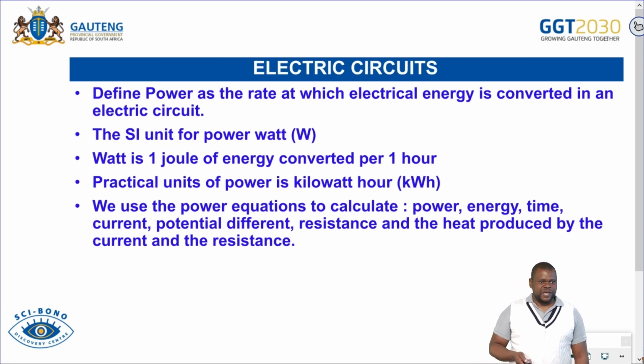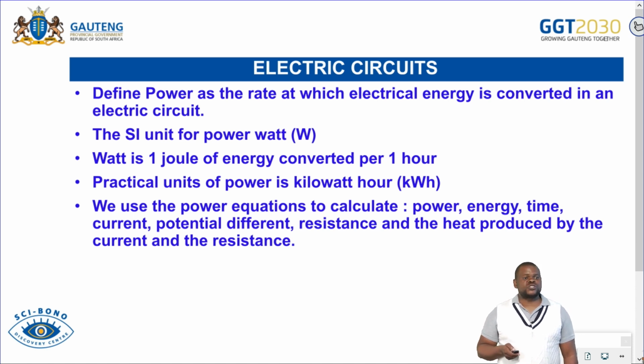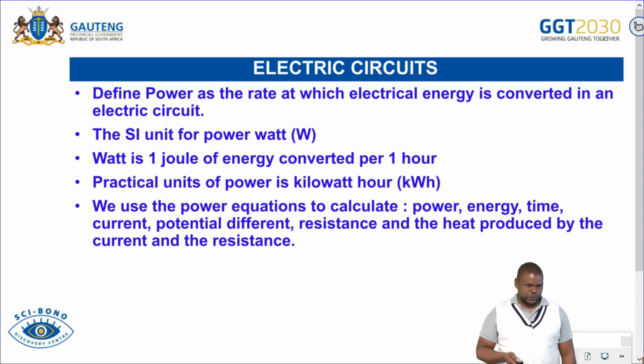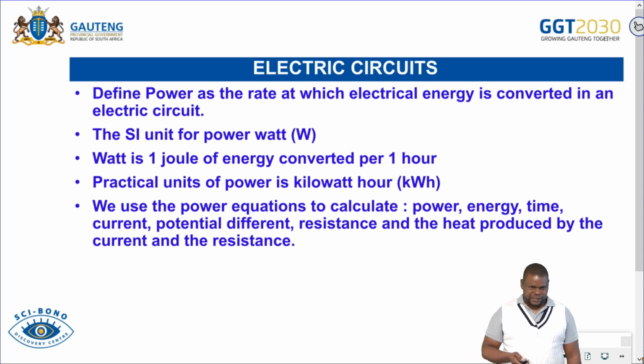We continue. We must be able to define power as the rate at which electrical energy is converted in electric circuits. And then we must know the SI unit for power, which is the watt, and the symbol is capital letter W. And then we also say a watt is 1 joule of energy converted in 1 second. And the practical unit for power is the kilowatt hour, which means that in grade 11, this symbol, kilowatt hour, you can see it on your receipt after you bought electricity from Eskom. We use the power equation to calculate power, energy, time, current, potential difference, resistance, and the heat produced by the current and the resistance, grade 11s.